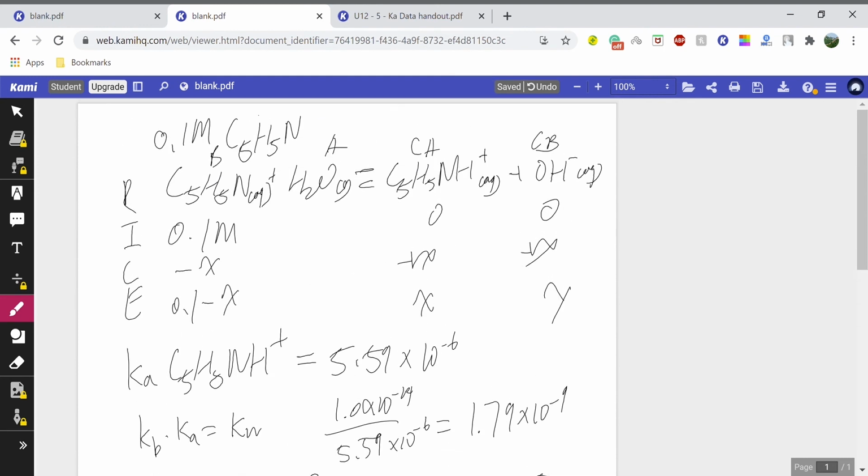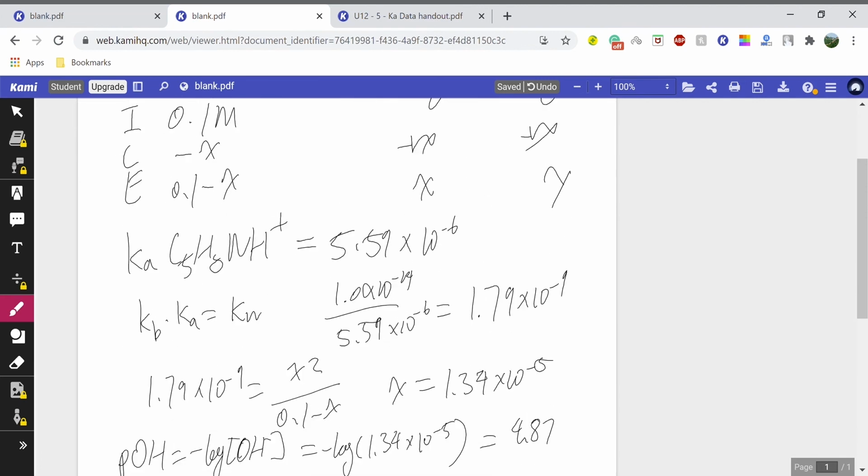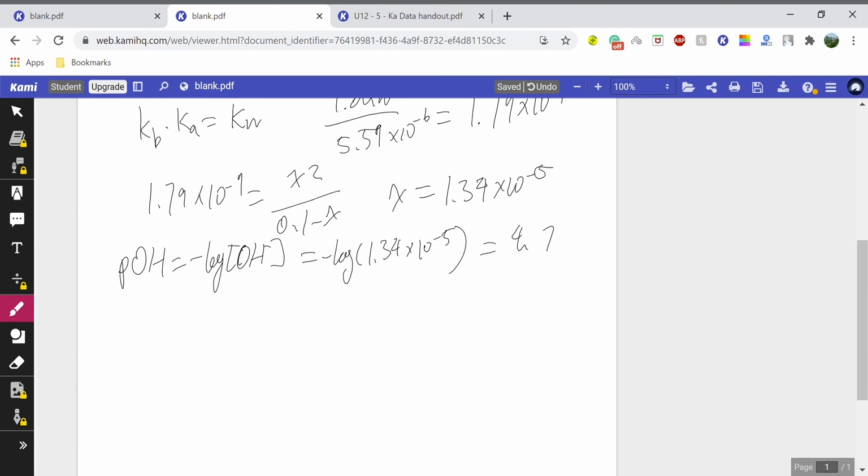How many sig figs are we supposed to use? We're only supposed to round to 1 sig fig because we were given 0.1. So it's going to be 4.9 for pOH. And if we use 14 minus 4.9, that gives us our pH, which is 9.1. Our final pH is 9.1.